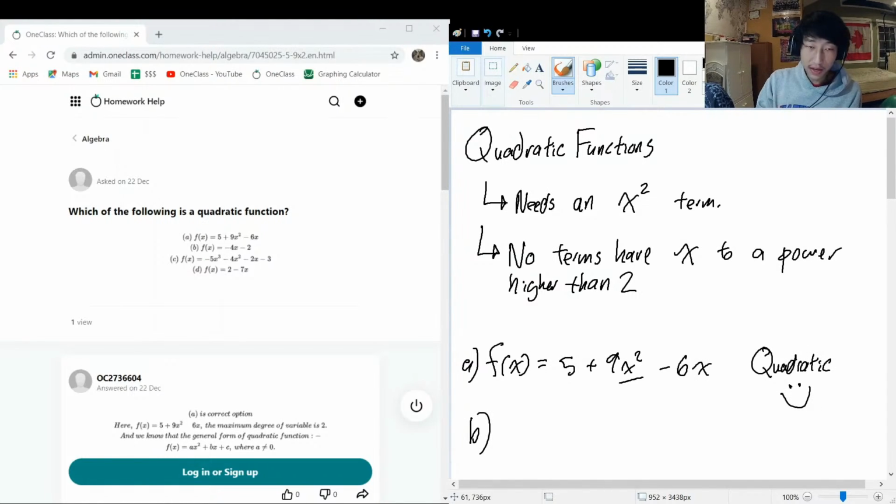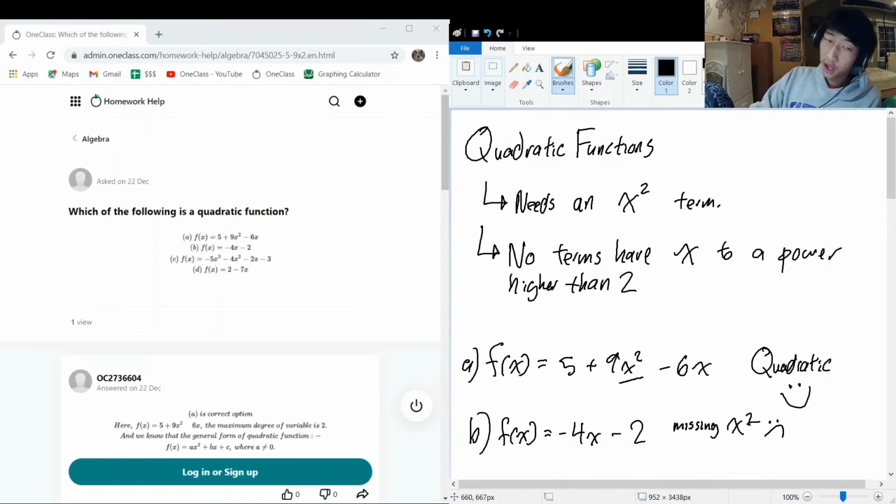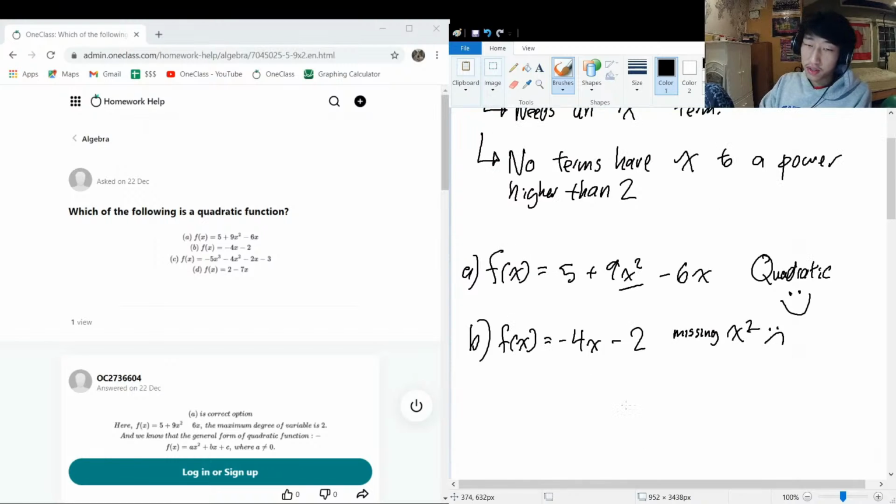Let's check out B. Does B follow the rule? Let's see what B is. So B, we have f of x is equal to -4x minus 2. Missing x squared term, unfortunately. So this can't be quadratic. Missing x squared, sad face, not quadratic. You can't be a quadratic quadricopter. So this is actually a linear function, so that's really just a line.